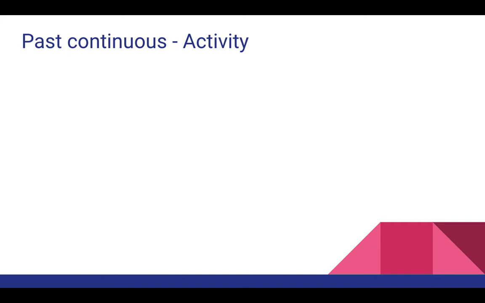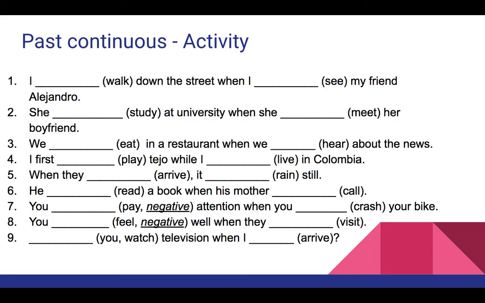So let's look at an activity. You can have 9 sentences, okay? So in each sentence there's 2 verbs. One verb is in the past continuous, and one verb is the action in the past simple. So we saw the example before. I was watching television when my mum arrived. So I was watching, past continuous. My mum arrived, past simple. We're doing the same thing here, okay?